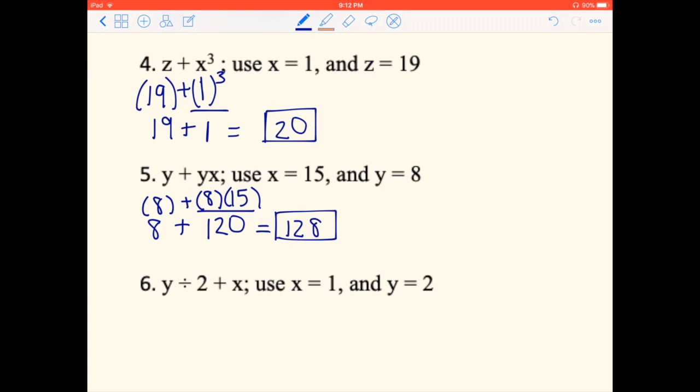All right, let's look at this last one. y divided by 2 plus x. Use x equals 1 and y equals 2. I'm going to use parentheses here and rewrite the problem. x equals 1, so where that x was, I'm going to put a 1. And y equals 2, wherever the y was, I'm going to put a 2. Using my PEMDAS, I know I have to do my division first. So 2 divided by 2 is 1, plus 1 is 2.